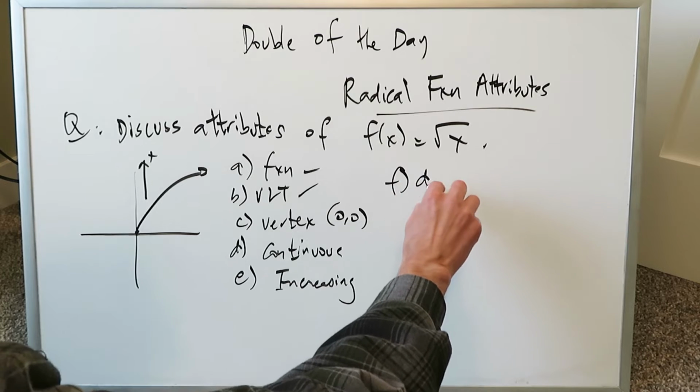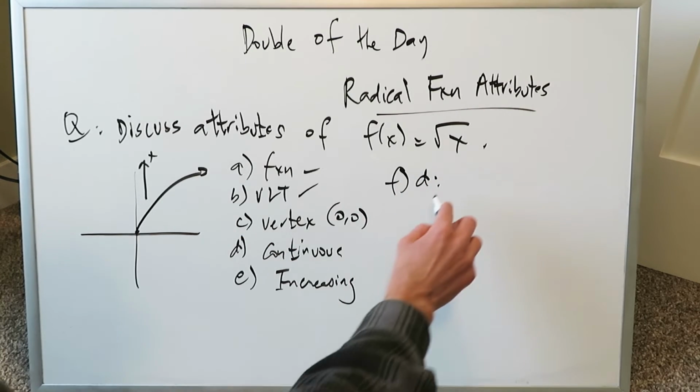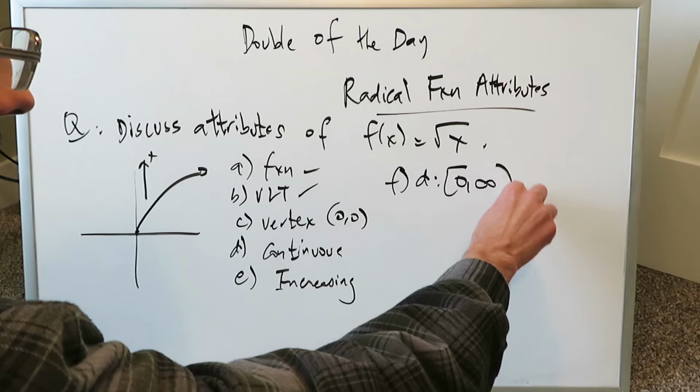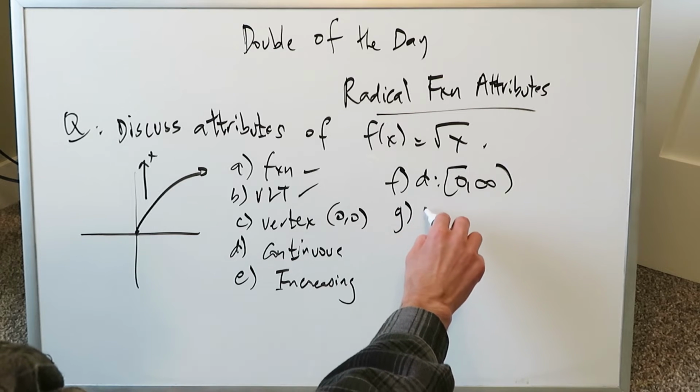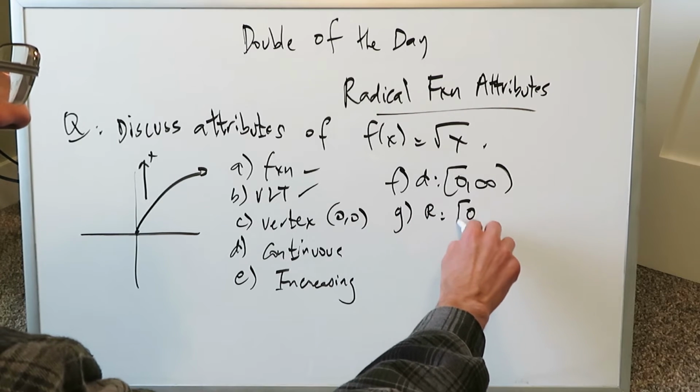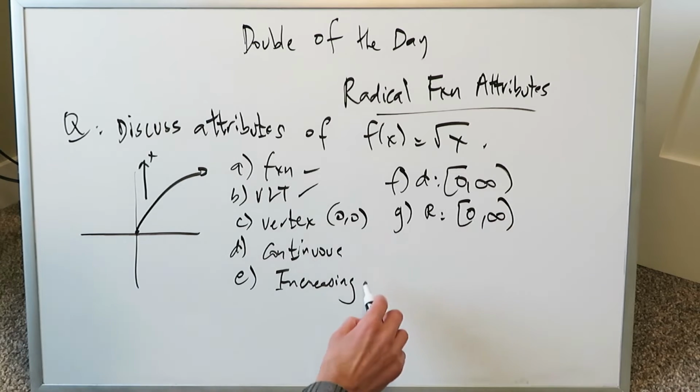What about the very important domain? How about from right here, 0, including 0, up to infinity? And the very interesting point with regards to range is that it's exactly the same: 0, including 0, up to infinity.